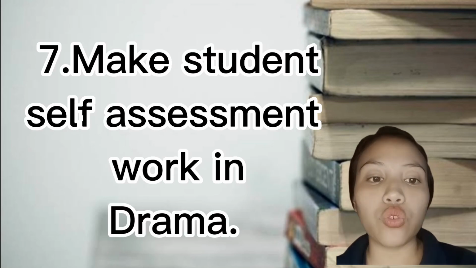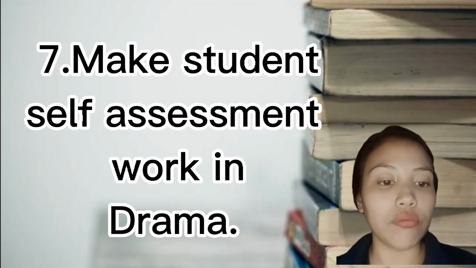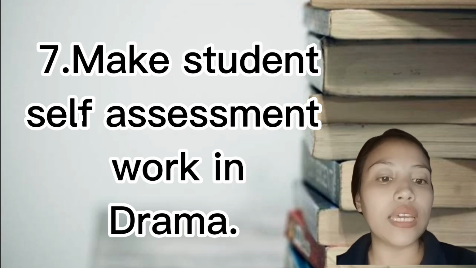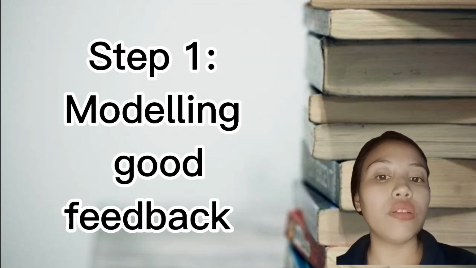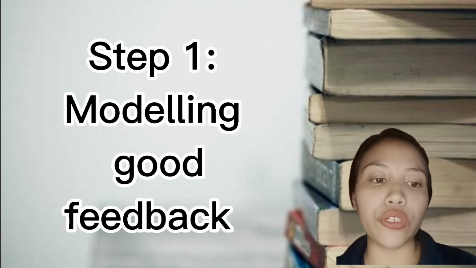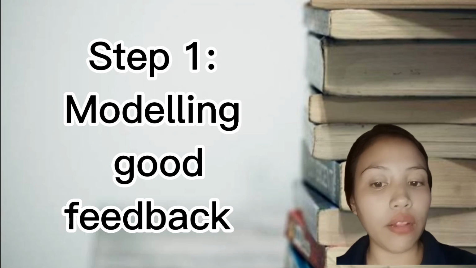7. Make student self-assessment work in drama. Giving learners the opportunity to reflect on their progress and their needs can be an immensely powerful tool in learning. Learn how to improve how you and your students use feedback to improve their work over three steps. Stage 1, modeling good feedback. The first stage of helping learners to become autonomous is to model good feedback yourself. Feedback needs to be a fine balance of being kind, specific, and helpful.